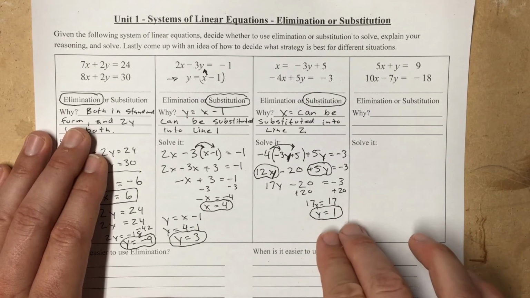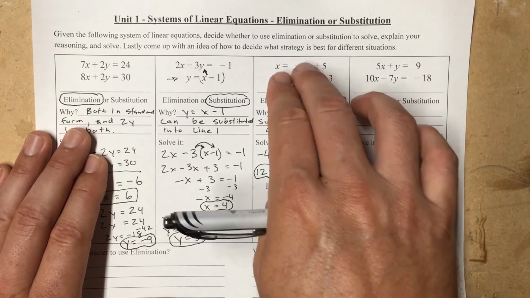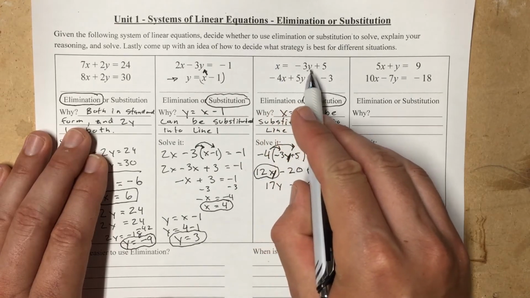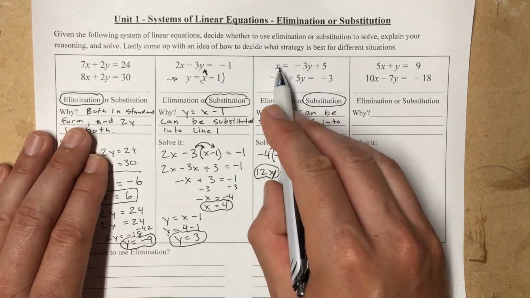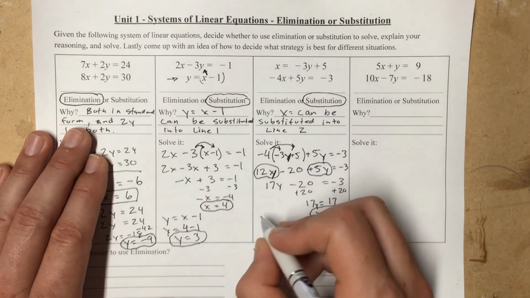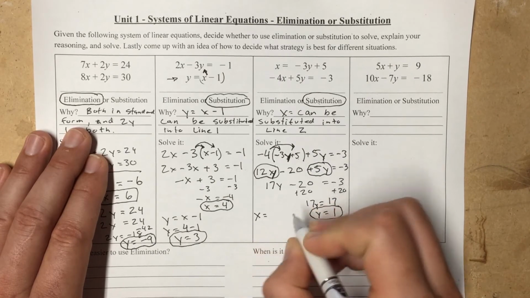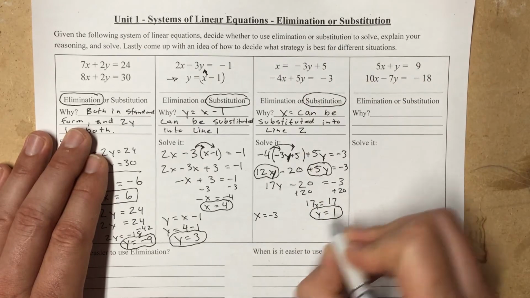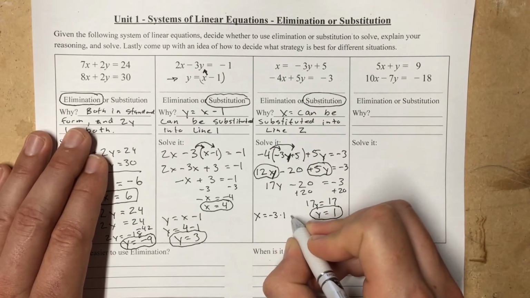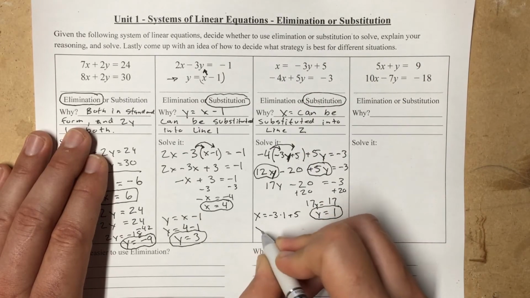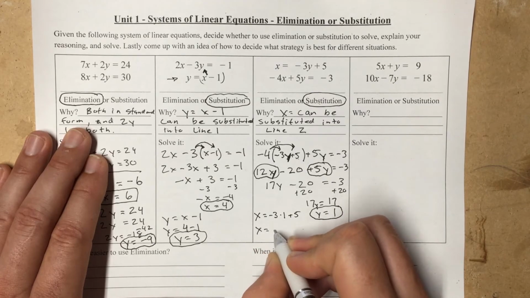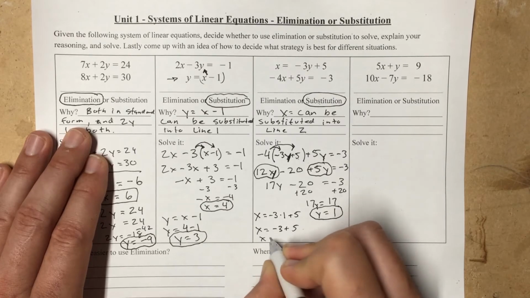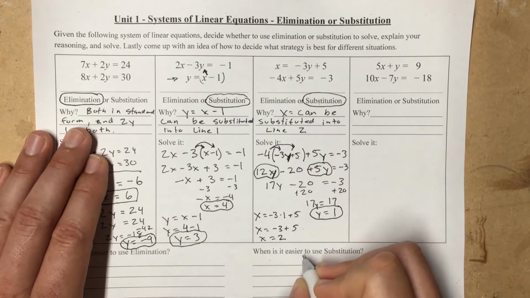Now let's plug that into one of our equations and figure out what x is equal to. It's telling me here x is equal to negative 3y plus 5. So that's probably the easier one to figure out what x is equal to, right? So x is equal to negative 3 times y, which is 1, plus 5. So x is equal to negative 3 times 1, which is negative 3, plus 5. X is equal to 2.